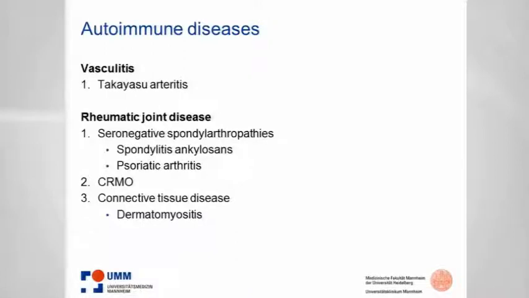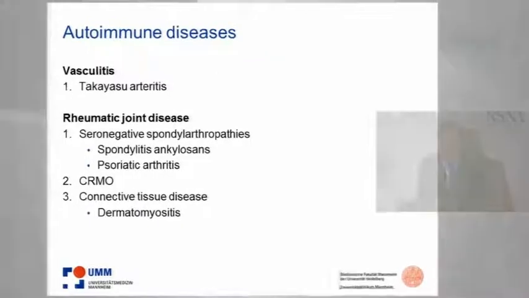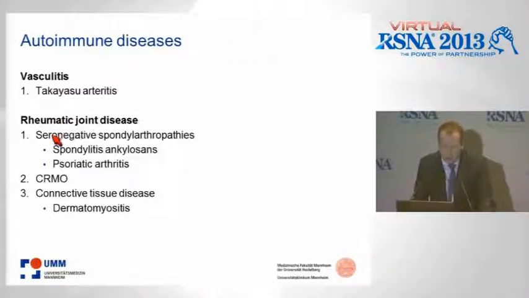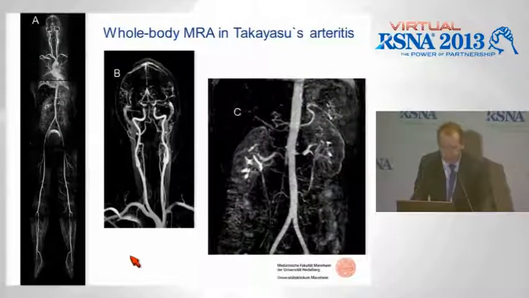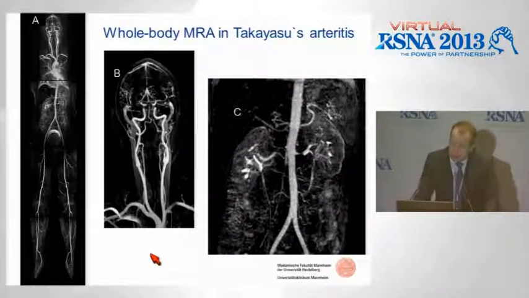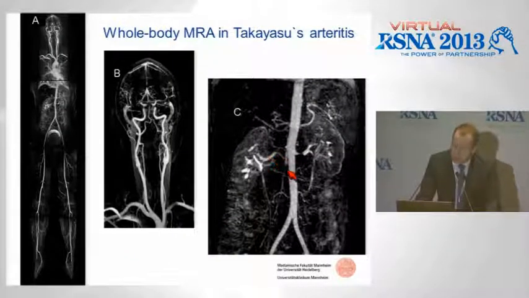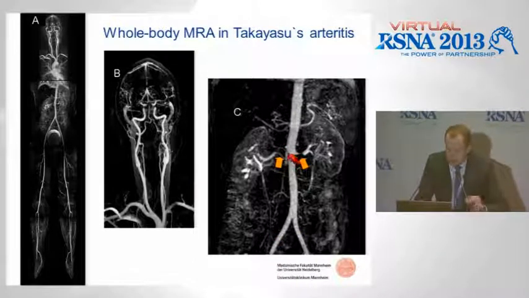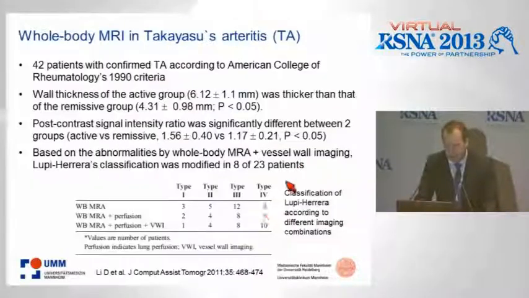Now, going from the vascular to the autoimmune diseases, I think it's really both for vasculitis and for rheumatic joint disease, such as the SpA, the CRMO, or the connective tissue disease, whole body MR is really a very powerful technique. So looking at Takayasu's, we know that there are different types. Here, this is a type 3, where both the aortic arch and the abdomen are affected with a bilateral renal artery stenosis, this typical classical tapering of the renal arteries in the inflammatory setting.